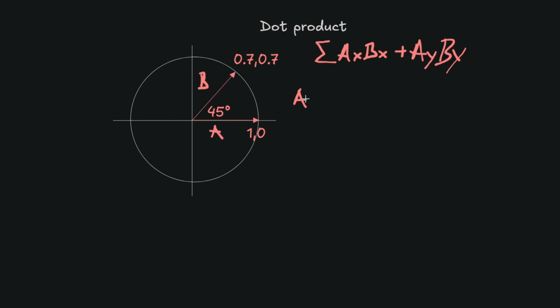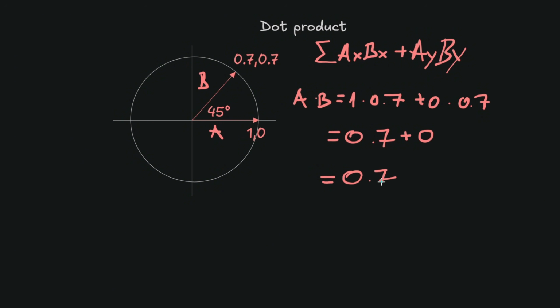So if we do A dot B in this case, that would be equal to AX, which is 1, times BX, 0.7, plus AY, which is 0, times BY, which is 0.7. So that comes out to 0.7 plus 0, and that is 0.7.